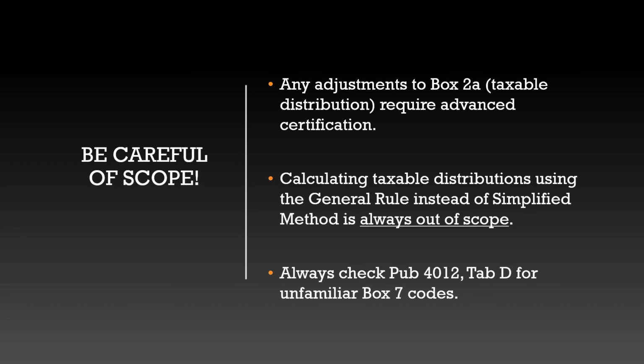So it doesn't matter if they've been using the general rule to figure their taxable portion in the past, their return is just going to be out of scope no matter what certification you have. And then always check in publication 4012 and tab D for any unfamiliar box 7 codes. There are more codes than what we covered today. We covered the main ones that are in scope for us, so there are some other codes that will be out of scope. So if you see anything in box 7 and you can't remember what that is, look it up in the 4012 and just make sure that it's in scope before we start the return.